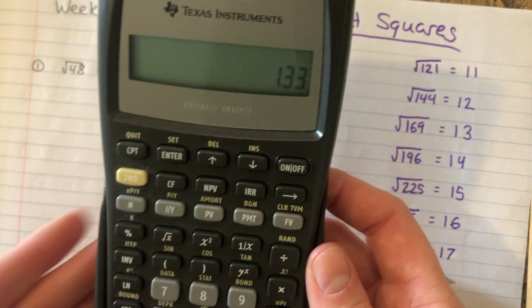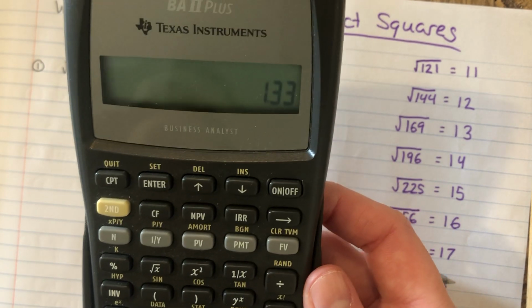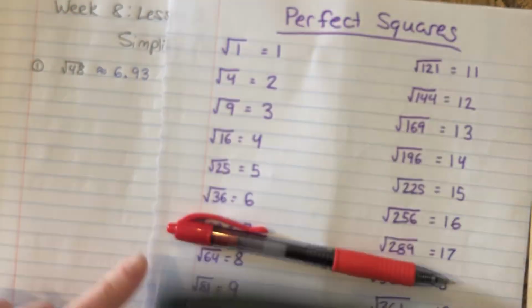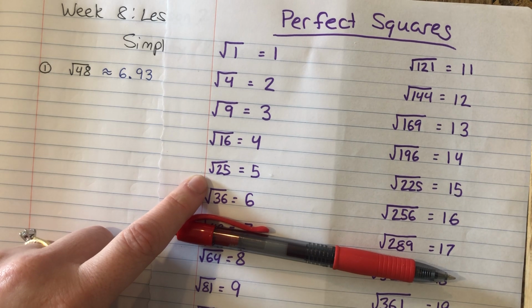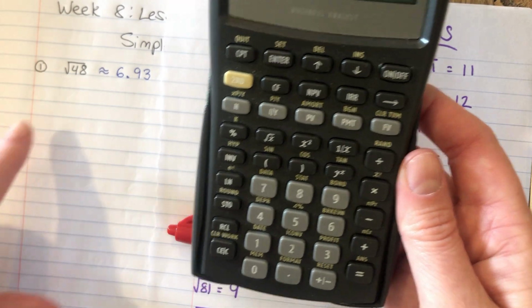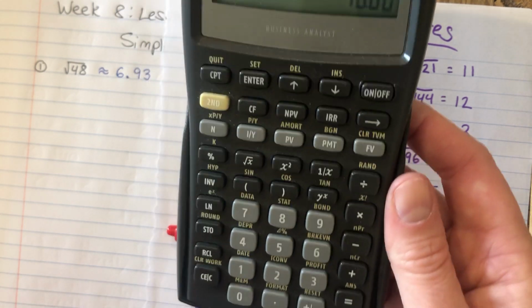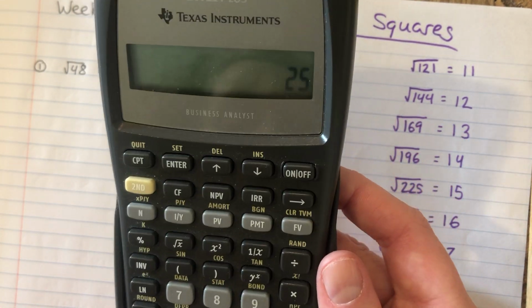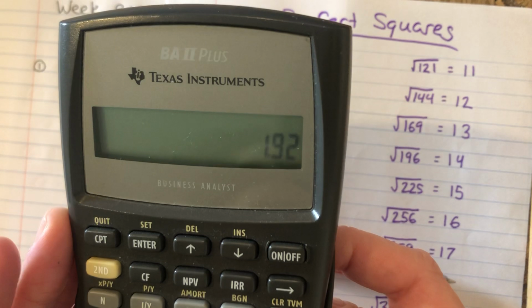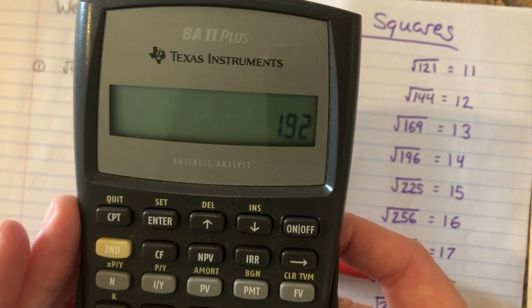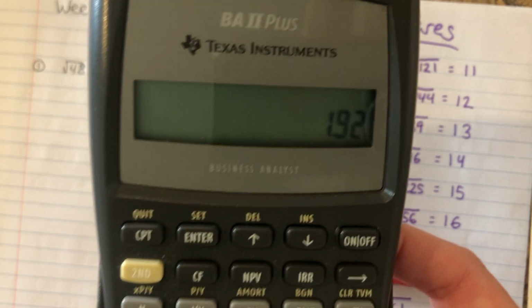Well, that gave us 1.33. That's not a whole number, so we move on. My next number is going to be 25. So let's try 48 divided by 25. And we get 1.92. Well, that's also not a whole number. So 48 is not divisible by 25.